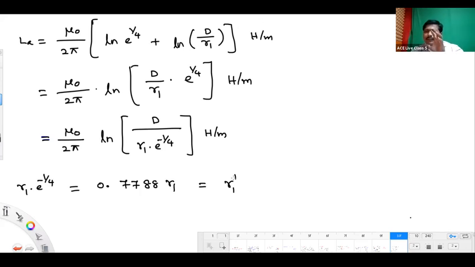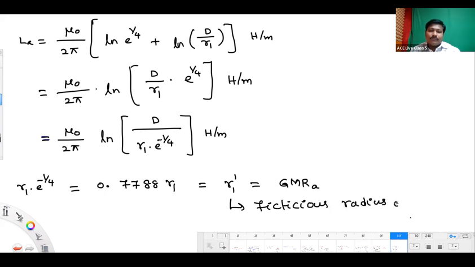And this r1 dash we are going to call famously the GMR of the conductor, the geometric mean radius of the conductor. It can be called sometimes the imaginary radius of the conductor, or you can say the fictitious radius of the conductor.